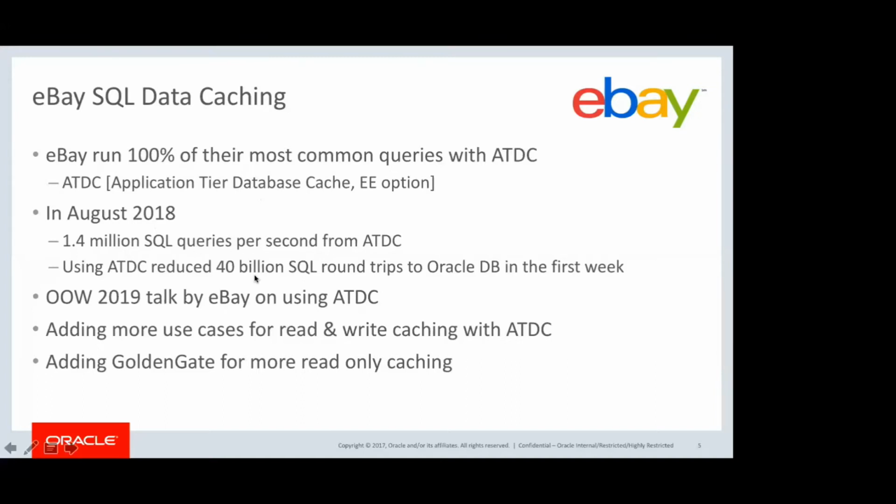So the point being, because eBay's large, they have lots of sharded databases. They needed to offload work. And just in the first week, they were able to offload 40 billion round trips. So when I say eBay's large, they have huge Oracle databases with many connections. Just a question. How many connections can an Oracle database have? What's the maximum number? Anybody? The maximum number of concurrent connections to an Oracle database.